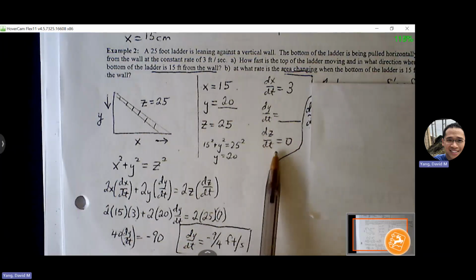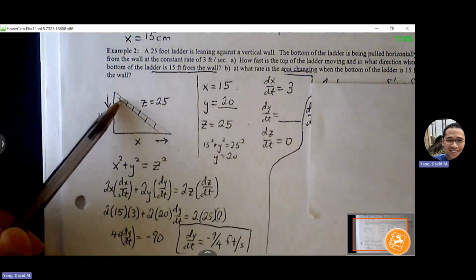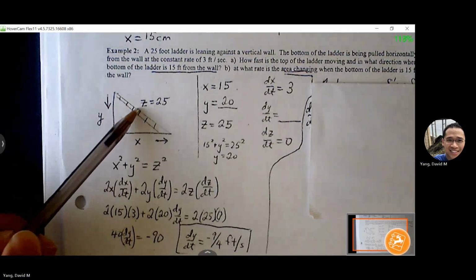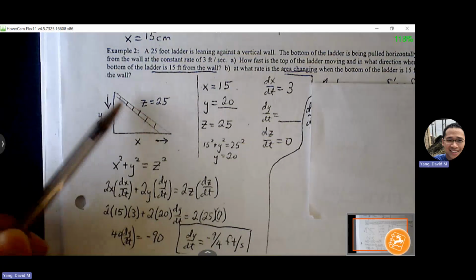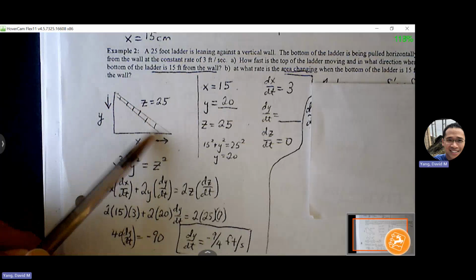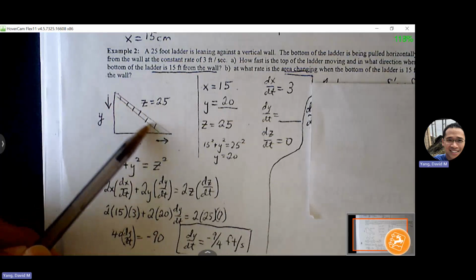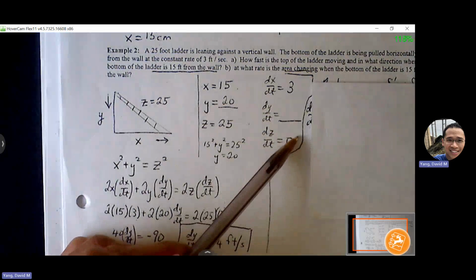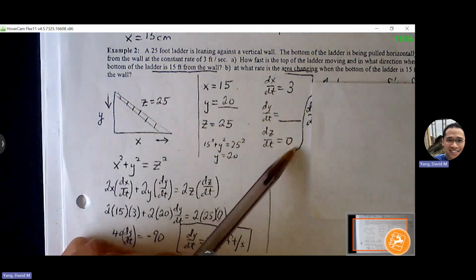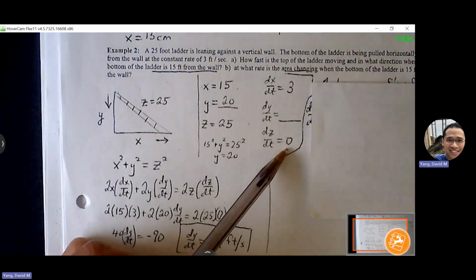dz dt, the reason why the rate of change of the ladder is 0 is because the ladder never changes its length, right? It's 25 feet at the beginning of the problem. It's 25 feet at the end of the problem. So it has not changed at all over the course of the entire problem. That's why dz dt is 0.